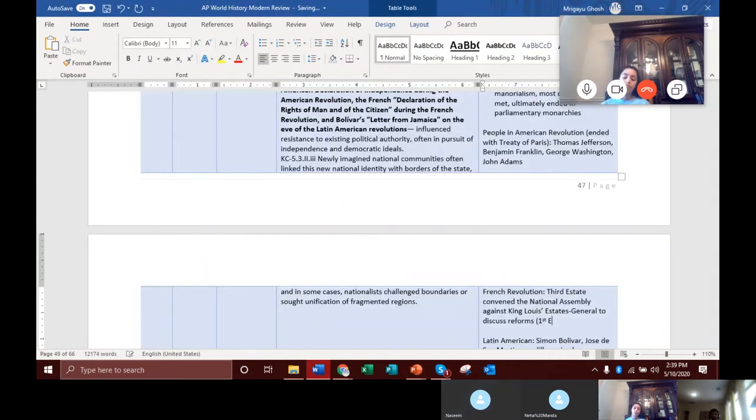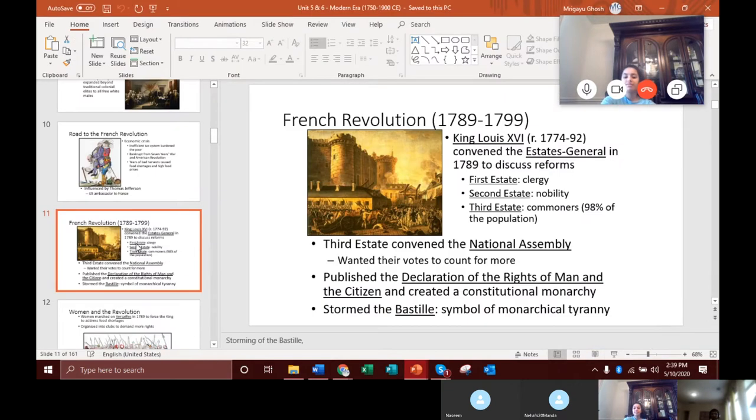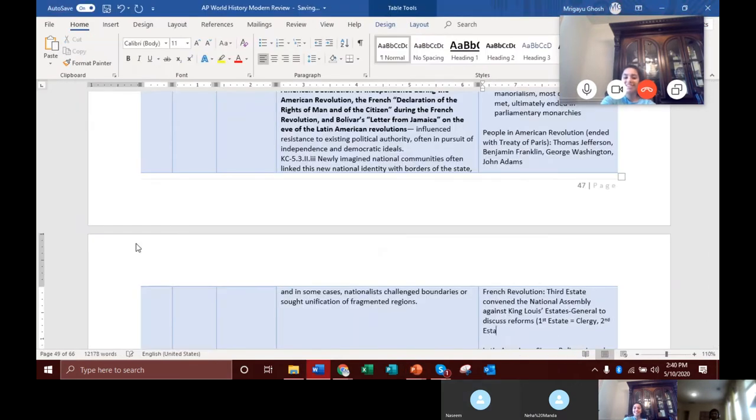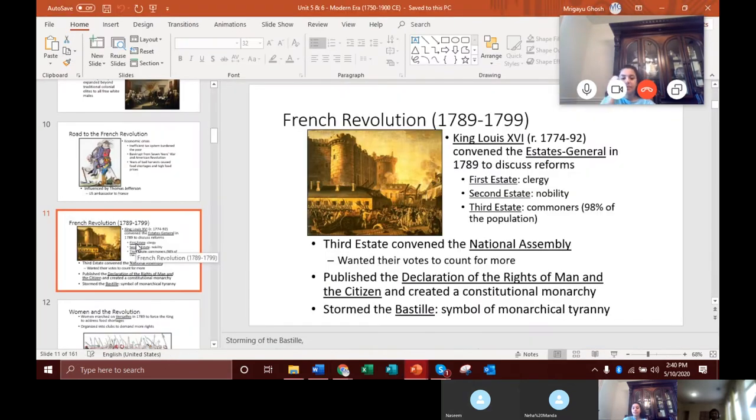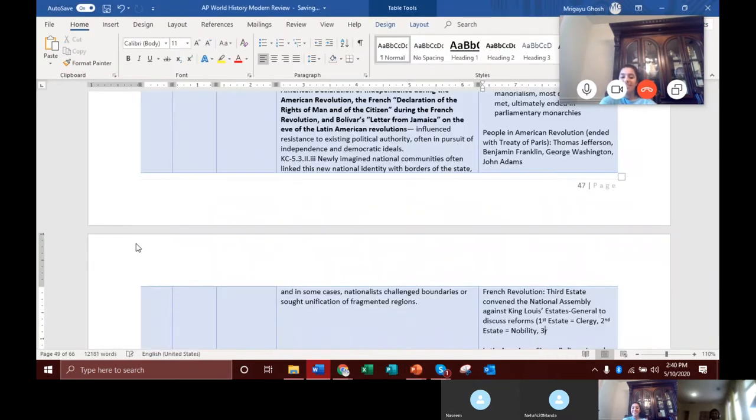So we had the First Estate, who were nobility, right? Oh no, clergy was the first estate. Because God is first, and then people, right? The monarch, yes. Second estate equals nobility. Hey, I'm just saying what these people are saying. The Third Estate equals commoners. But they were 98% of the population.